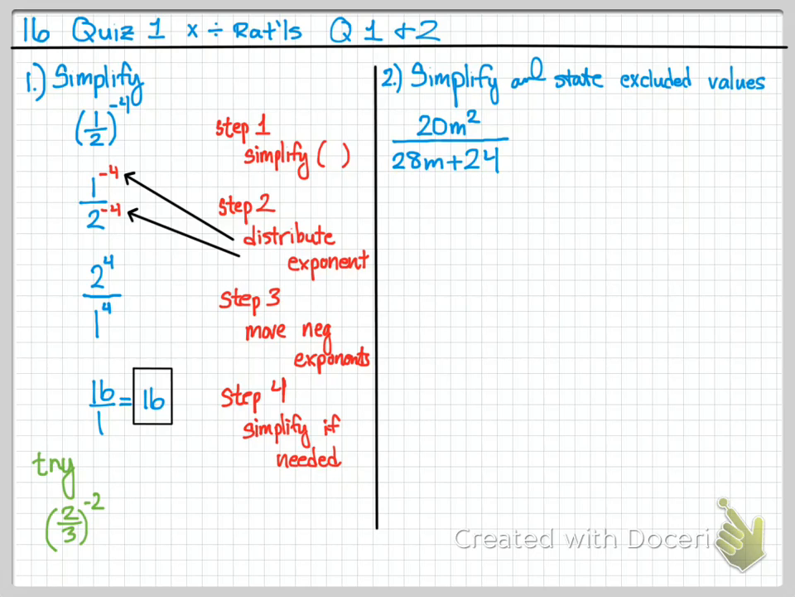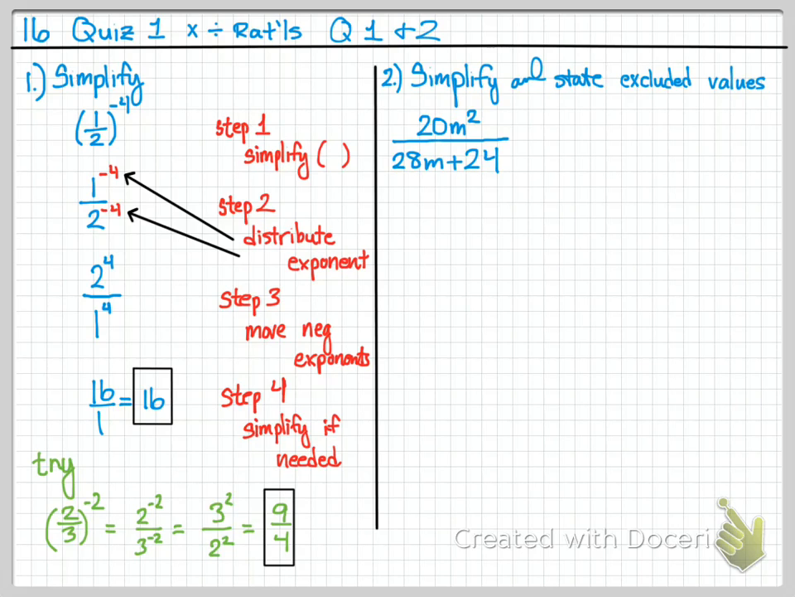All right, you try this. 2 over 3 to the negative 2 power. Press pause, try it, and then come back here. Okay, welcome back. Step 1, we already simplified. Step 2, let's distribute the exponent. You get 2 to the negative 2, 3 to the negative 2. Step 3, move the negative exponent. So in this case, you take the reciprocal of that. And then you do step 4, simplify if needed. 3 to the 2nd power is 9, 2 to the 2nd power is 4. And that's fine right there.